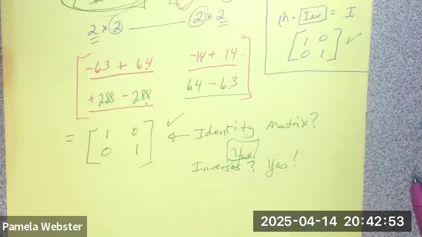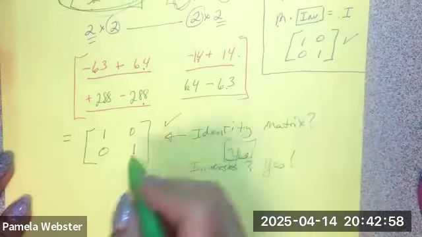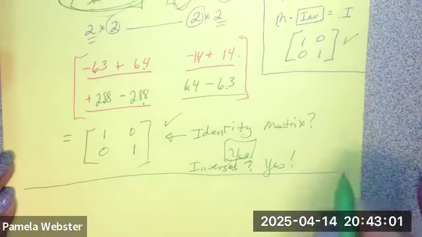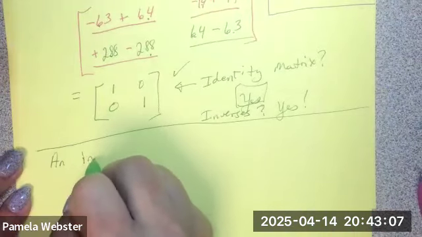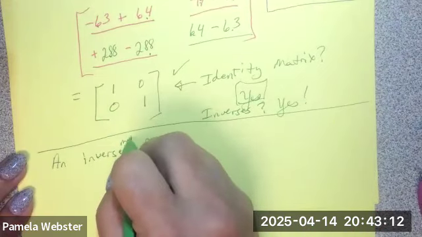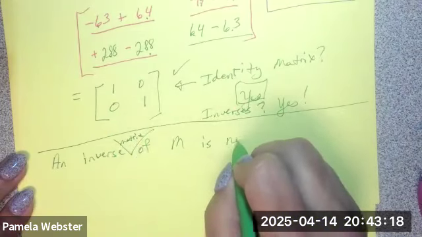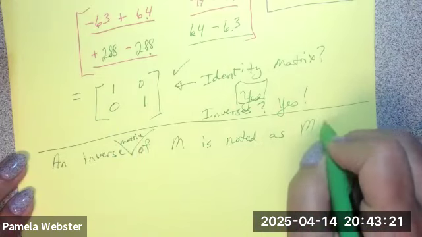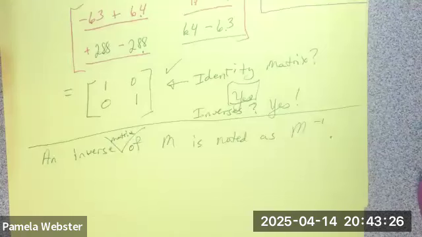I'm going to give you the notation for this inverse matrix because I didn't give you that yet, just so we can see it because it's going to be in your homework. An inverse matrix of M is noted as M raised to the negative 1 power. We call that M inverse. The inverse of that particular matrix is what we're looking at.